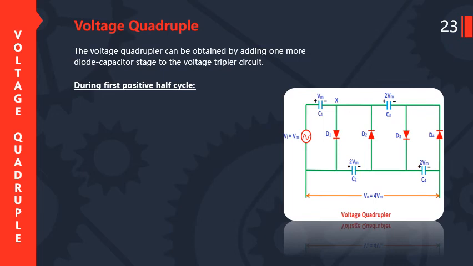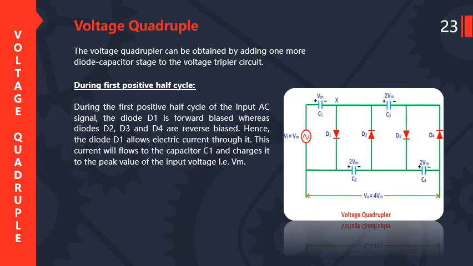During the first positive half cycle of the input AC signal, the diode D1 is forward biased, whereas diodes D2, D3 and D4 are reverse biased. As the diode D1 allows electric current through it, this current will flow to the capacitor C1 and charge it to the peak value of the input voltage, that is Vm.